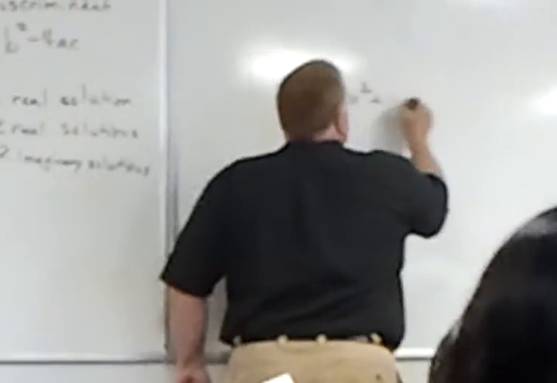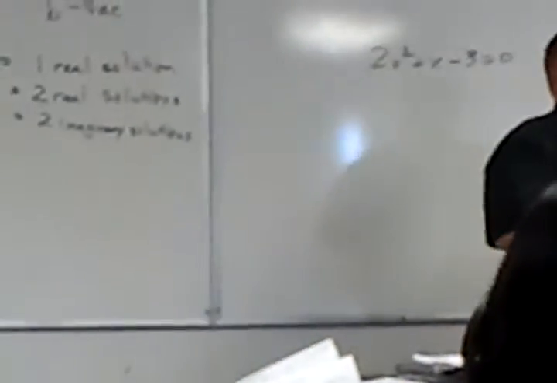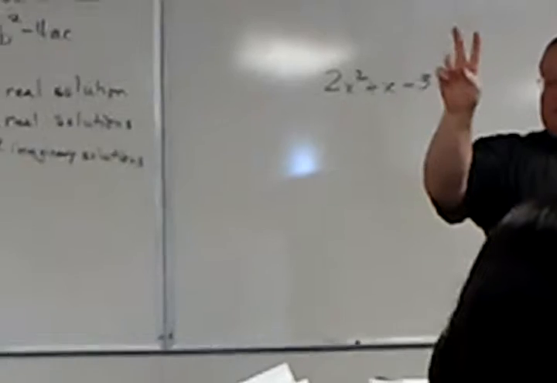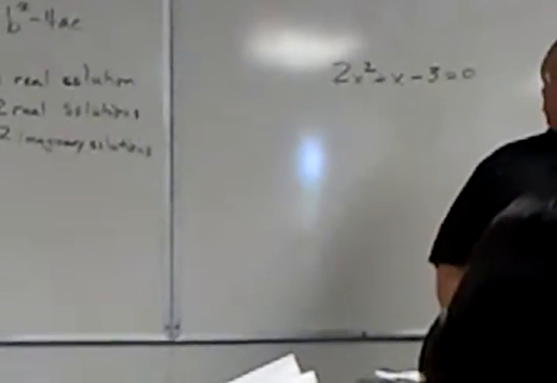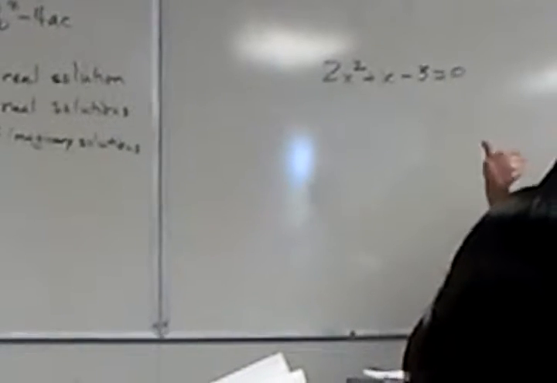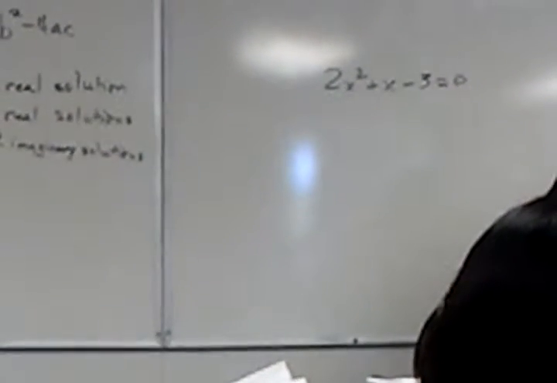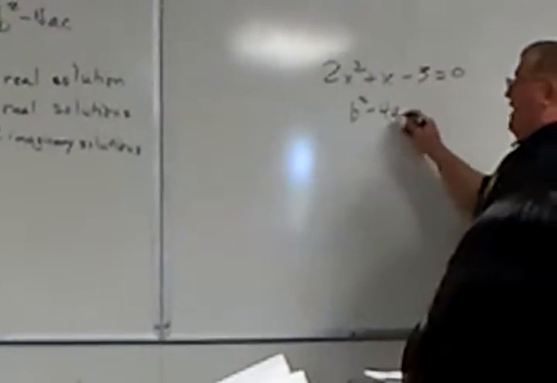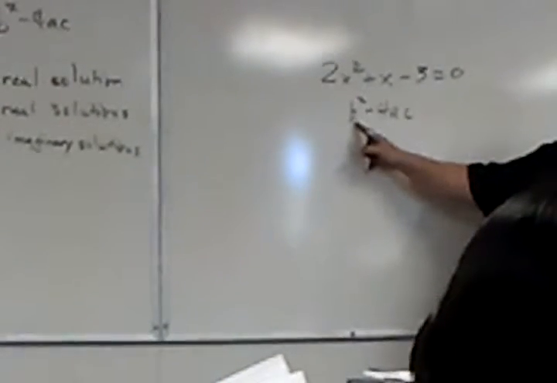2x squared plus x minus 3 equals 0 is called a quadratic equation because it has a variable to the power of 2. I want to know what the discriminant tells you. What does the discriminant tell us here? The only thing that's important is what formula? b squared minus 4ac. So let's do that. What's my b number? 1. Square it.